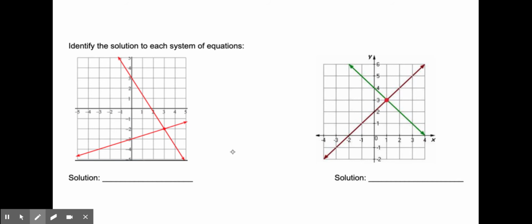Now, we're not going to have to do that every time. We do not have to plug it in and show that it makes both true, but know that you could. You could verify your answer by plugging it into both equations and showing that it makes both of them true.